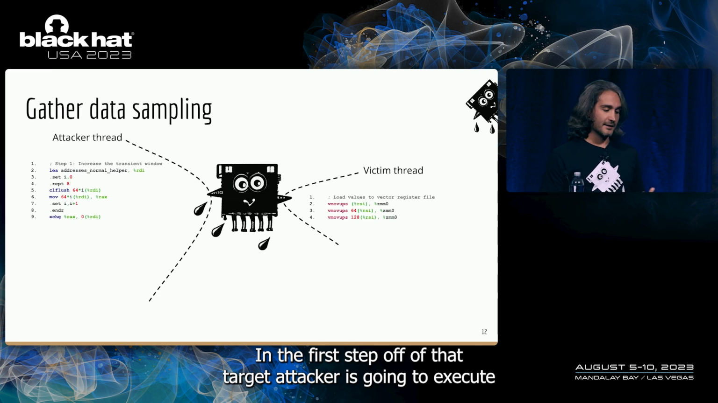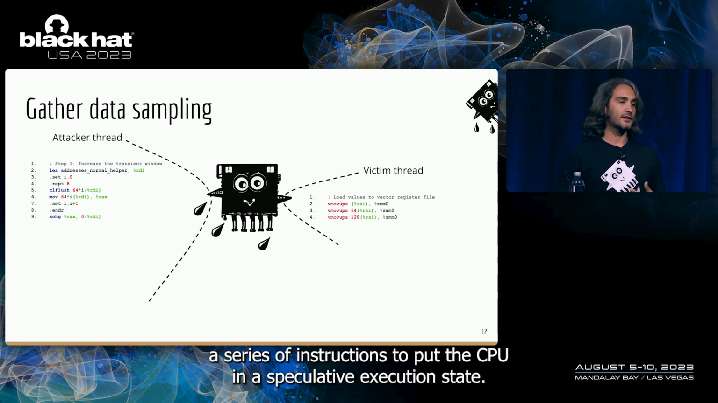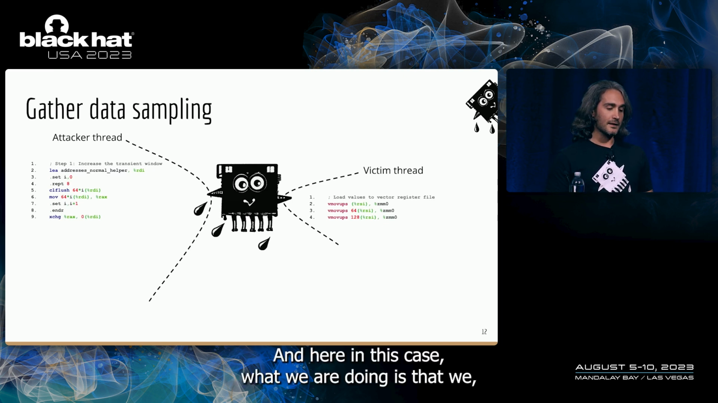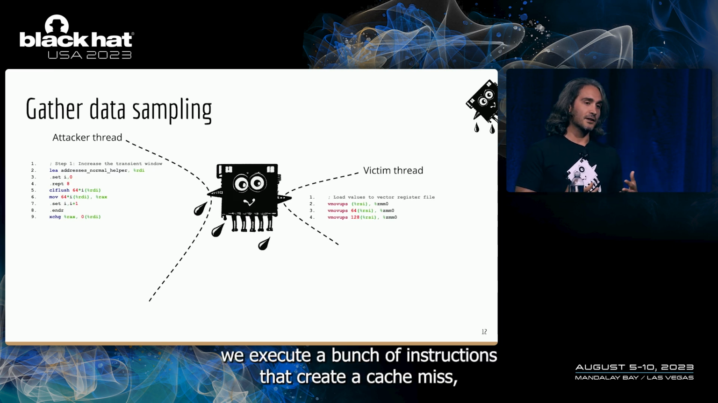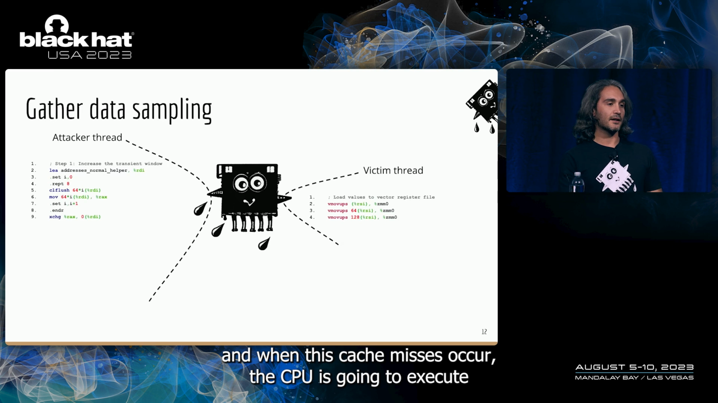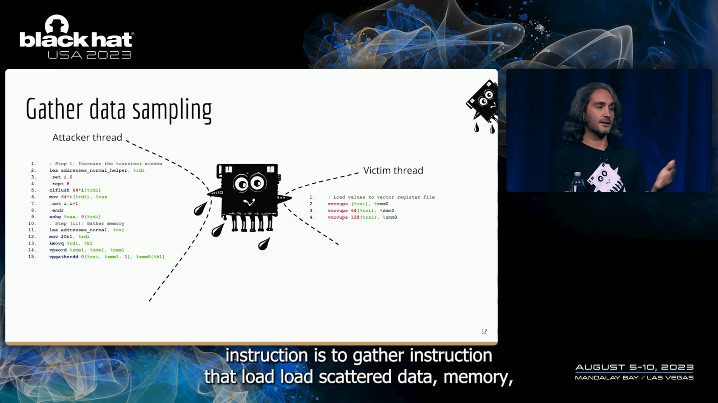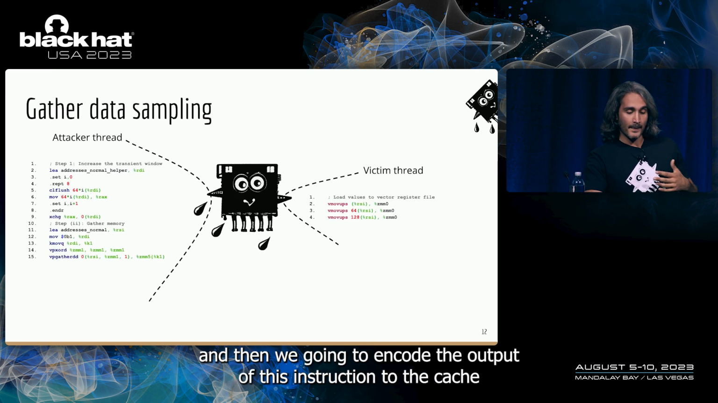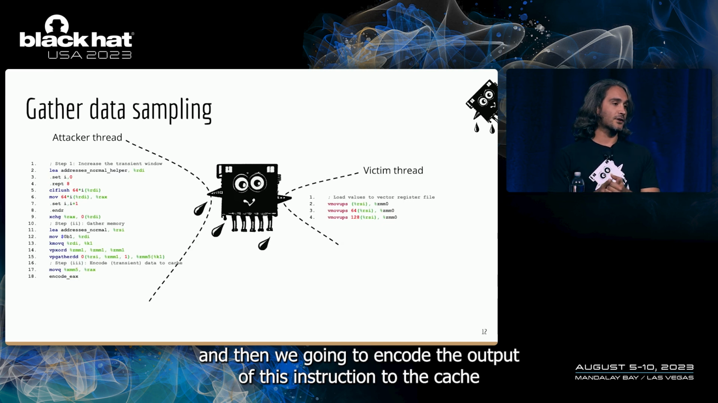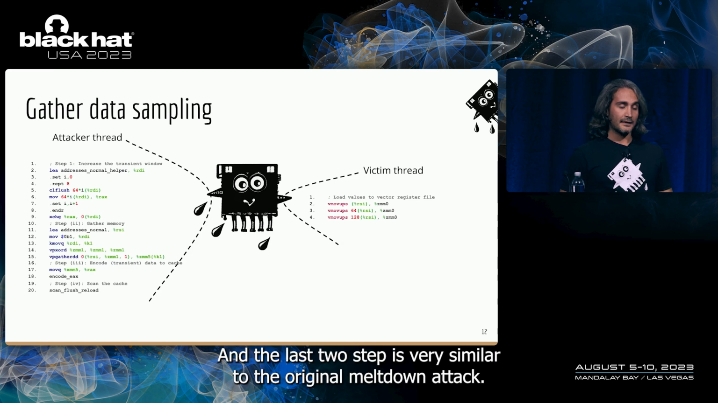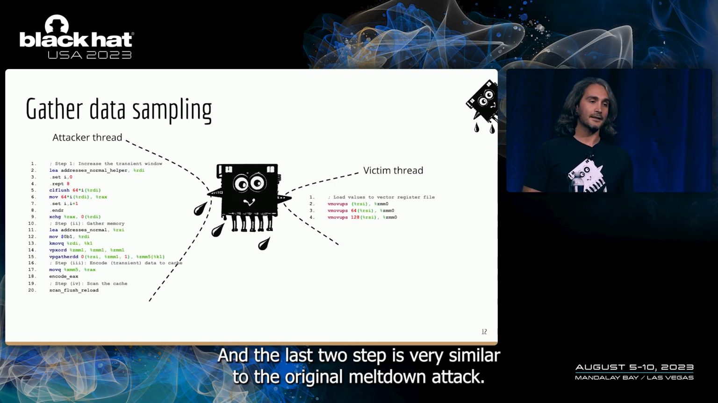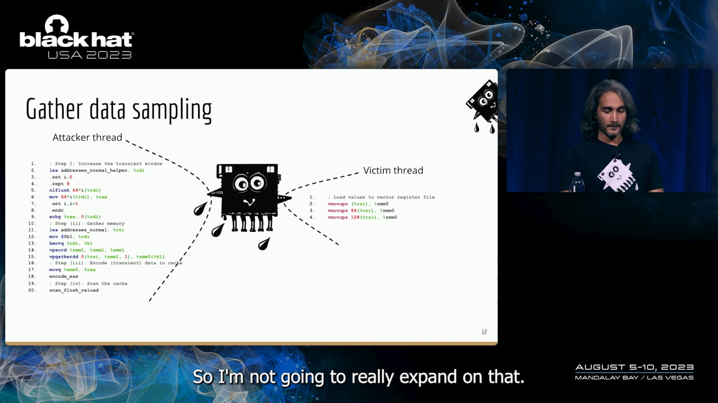In the first step, the attacker is going to execute a series of instructions to put the CPU in a speculative execution state. Here, what we are doing is executing a bunch of instructions that create a cache miss. And when these cache misses occur, the CPU is going to execute the following instructions in a speculative fashion. Here, the following instruction is the gather instruction that loads scattered data from memory. And then we're going to encode the output of this instruction to the cache and scan the cache. And the last 2 steps are very similar to the original Meltdown attack, so I'm not going to really expand on that.